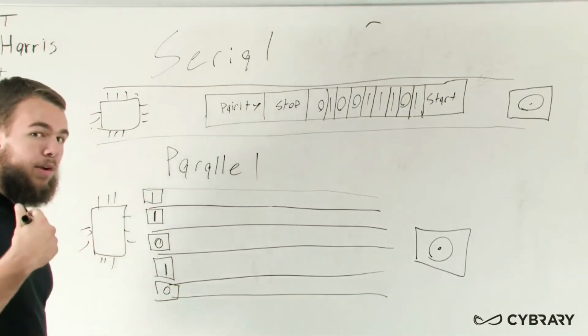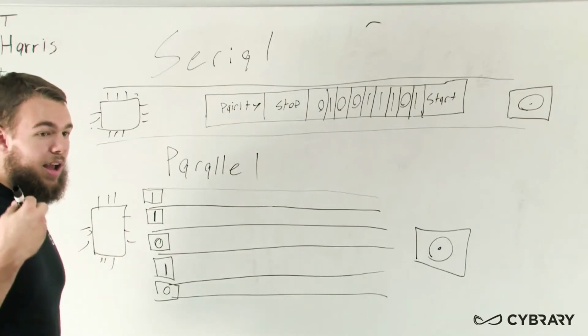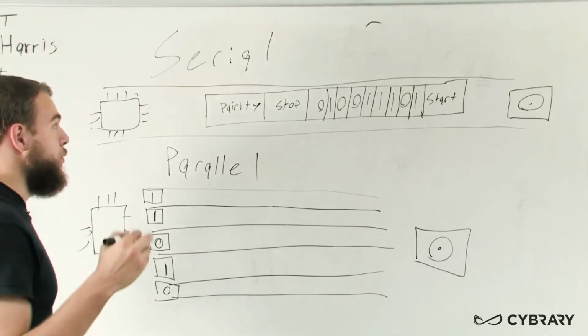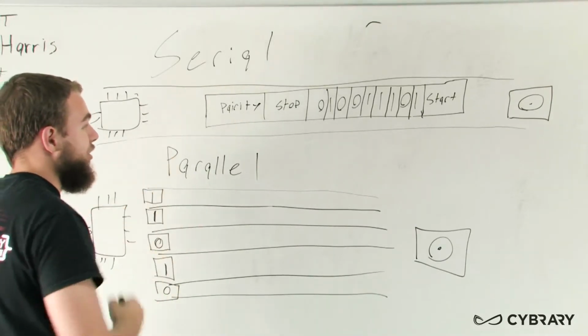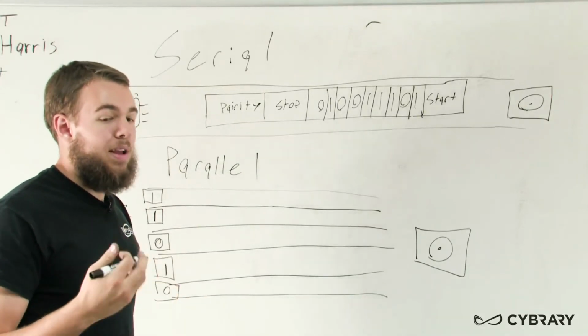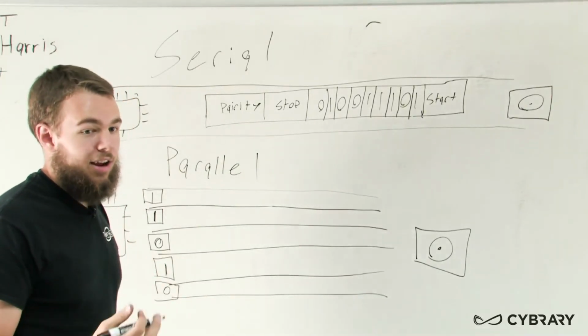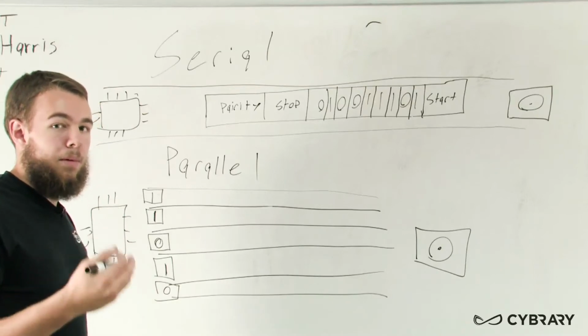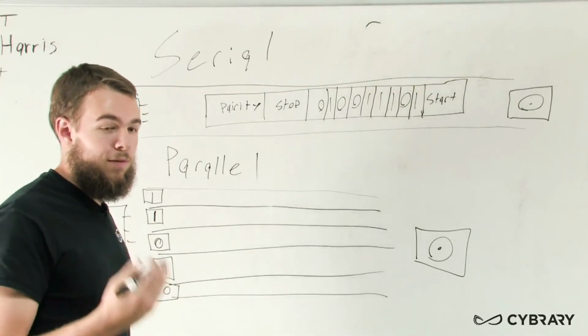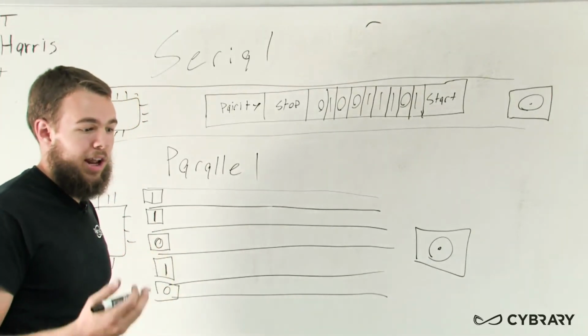So that's why we're moving away from parallel connections like IDE and PATA, and moving over to serial connections like SATA. High-speed serial connections are much more reliable and much better for us to use going into the future than our previous parallel connectors.